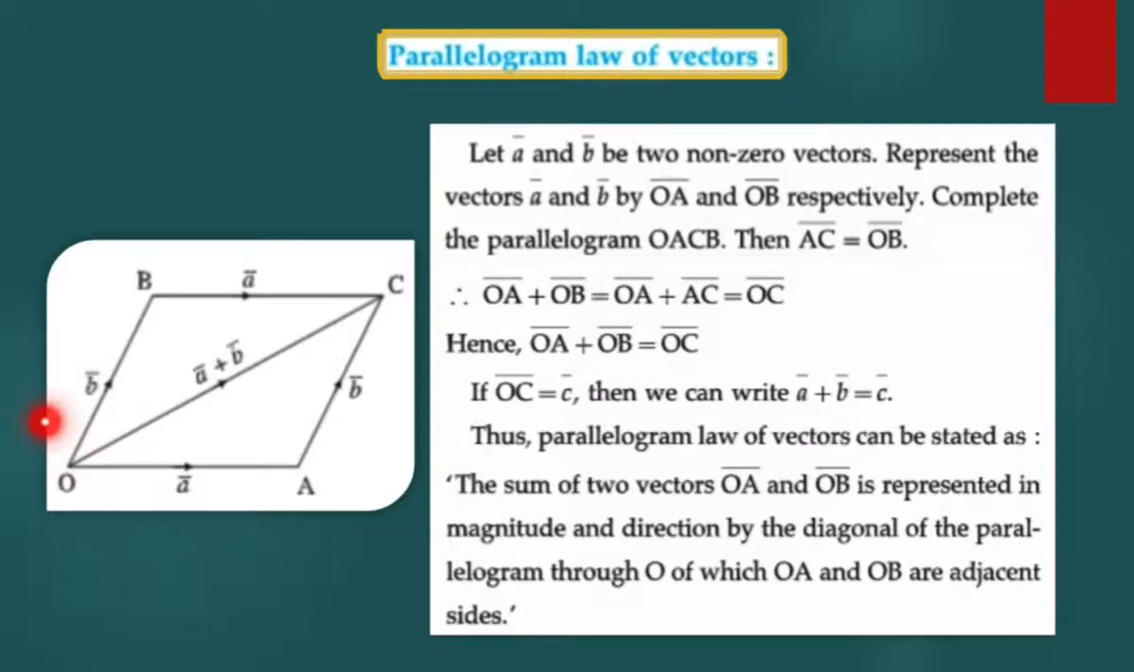So the statement for the parallelogram law of vectors can be stated as: the sum of two vectors OA bar and OB bar is represented in magnitude and direction by the diagonal of the parallelogram through O, of which OA and OB are adjacent sides.